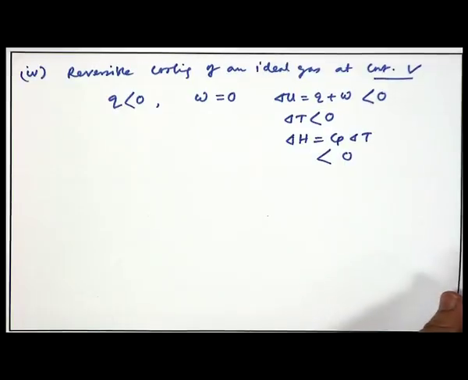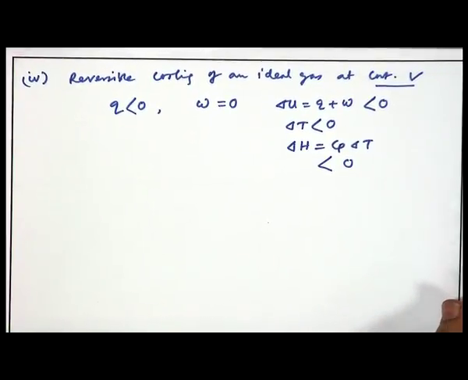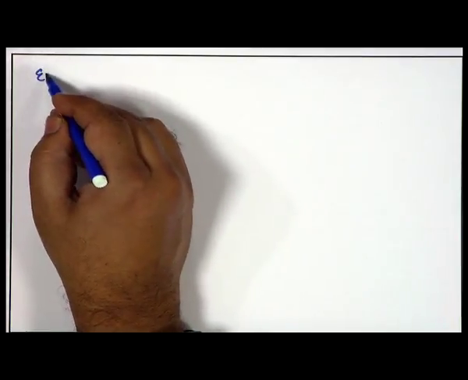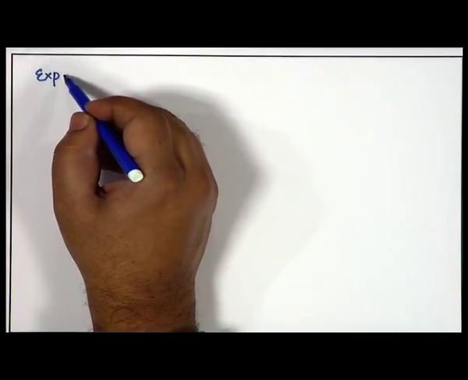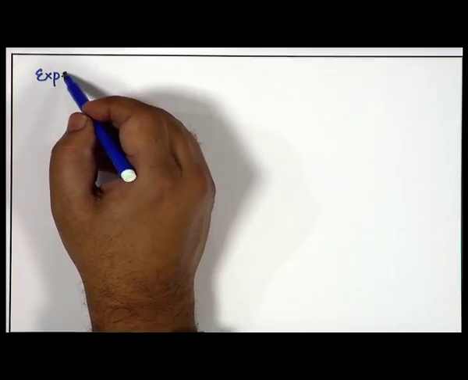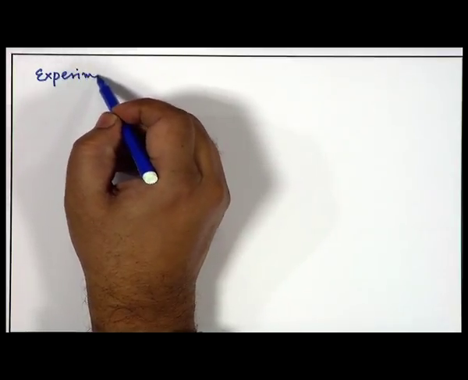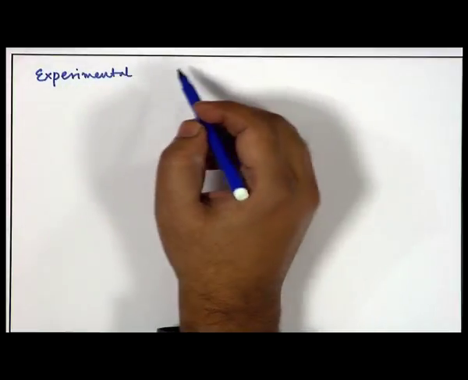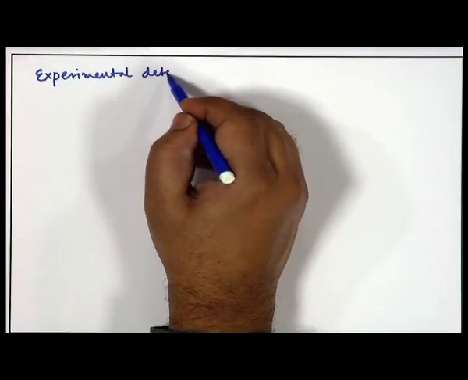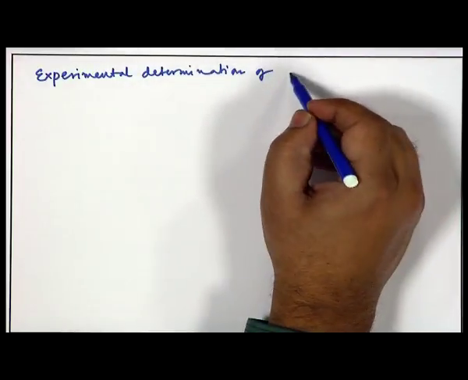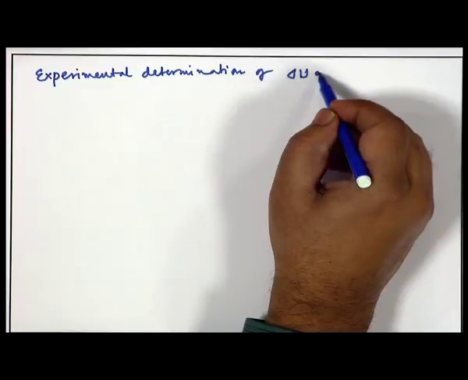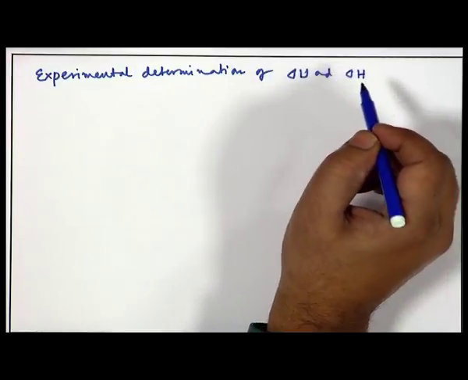So, I just gave you a few examples of how you can clarify your understanding of the sign of the process for different processes. We will mainly discuss ideal gas. Now, we will talk about experimental determination or measurements of del U and del H, how it is done in the lab.